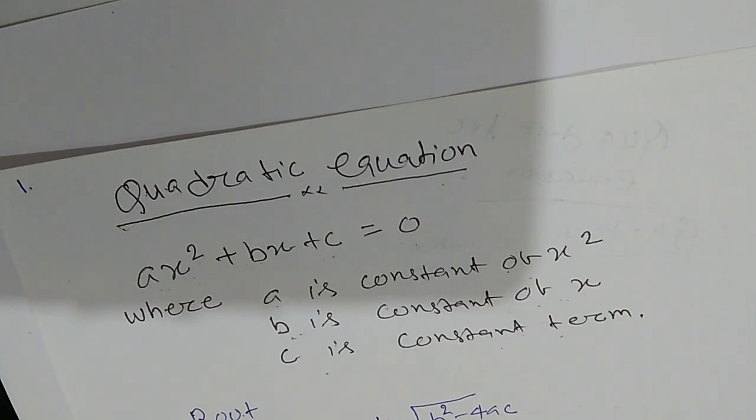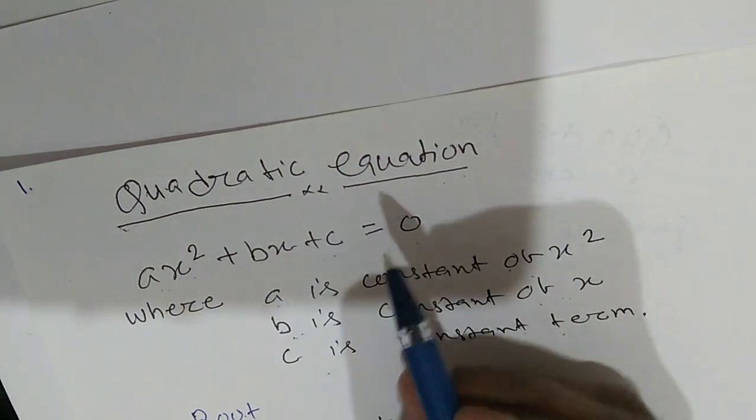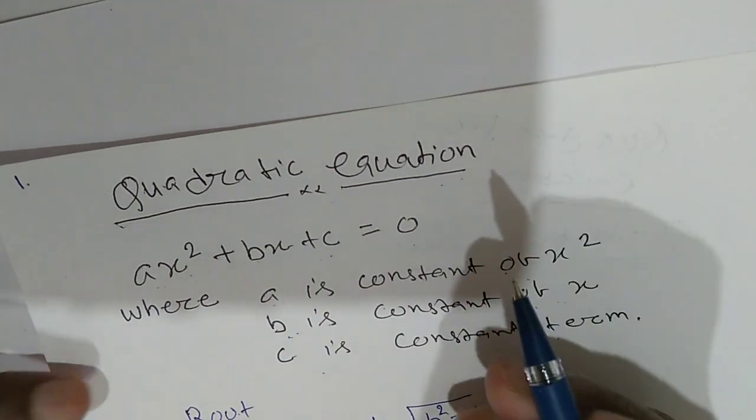Hello everyone, today I am going to start the basic concepts of physics. In this, first we start the mathematical concepts which are frequently used in physics. So let us start. Number one is the quadratic equation.